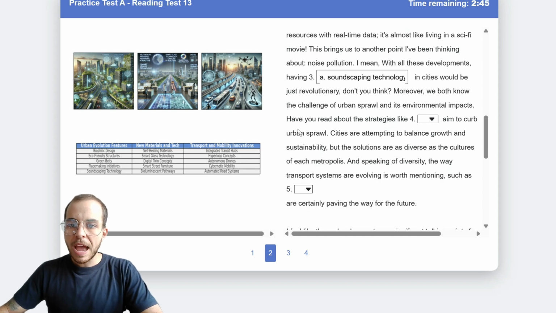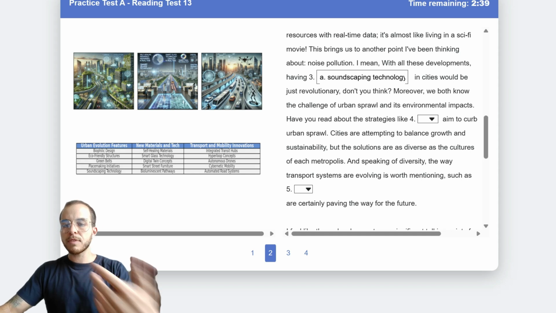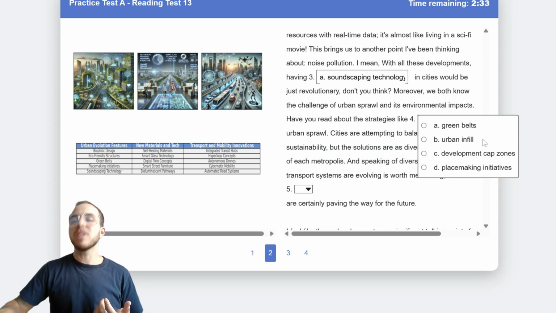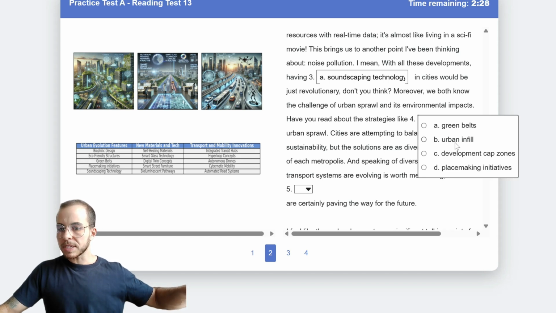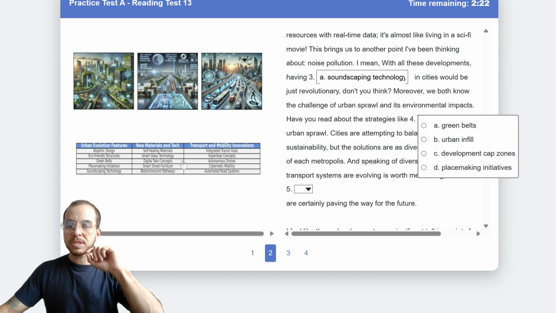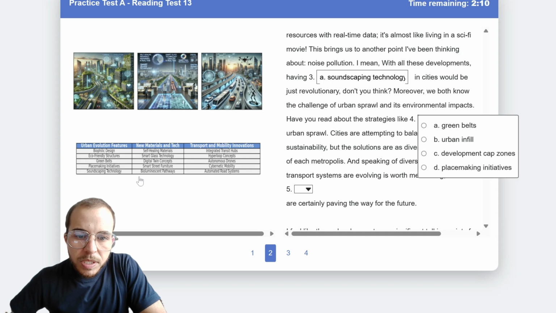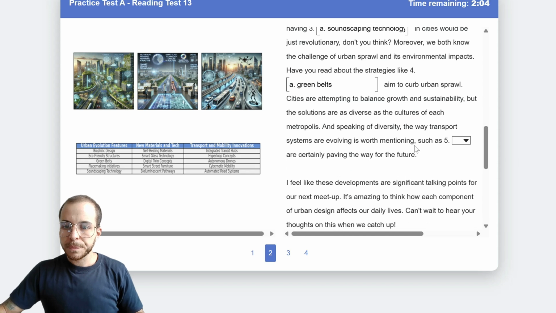Number 4, have you read about these strategies like something to aim to curb urban sprawl? Oh my God, a lot of vowels. Which one? So we have green belts. B, cross out. C, cross out. Those were not mentioned here. Again, we're not guessing. We're looking for answers in the table. Placemaking initiatives, that was mentioned. So we're going to go with, was urban? No, urban fill wasn't mentioned here. Okay, so we're going to go with green belts because that's the answer that was mentioned here.